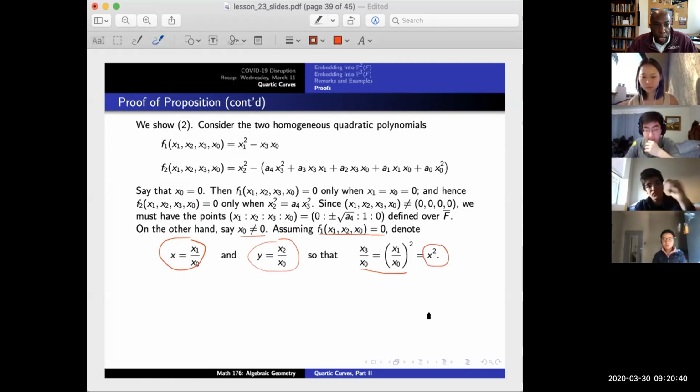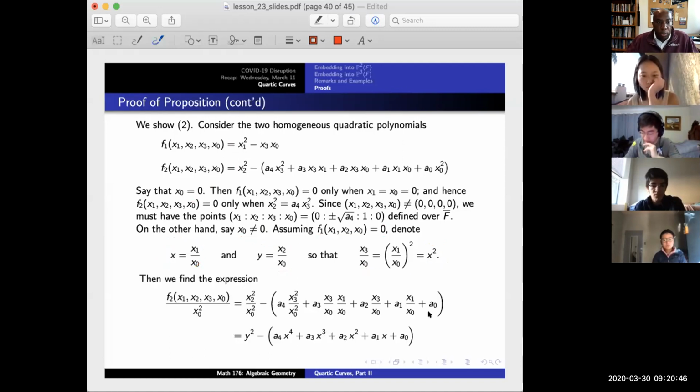Right? So here are my three variables, x1, x2, and x3, all in terms of x and y. So now what we'll do is we'll ask, when does f2 vanish? So let's take f2 here, and let's divide this by x0 squared. I'm assuming that x0 does not equal 0, so we can do this.